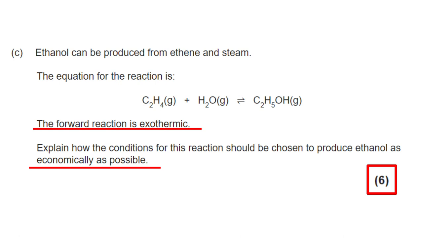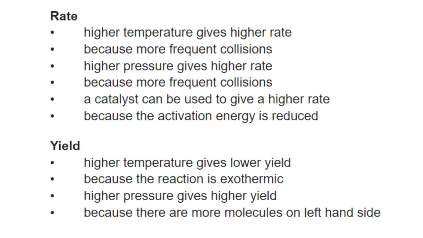So really, this is a rate of reaction topic 6 question put in an organic chemistry context. The forward reaction is exothermic. Explain how the conditions are chosen as economically as possible. Your answer will be incredibly similar to the Haber process as you are about to see. So let's have a look here, as you can play and pause through these. Rate: high temperature, more frequent collisions. A higher pressure, more frequent collisions, and a catalyst lowers the activation energy.